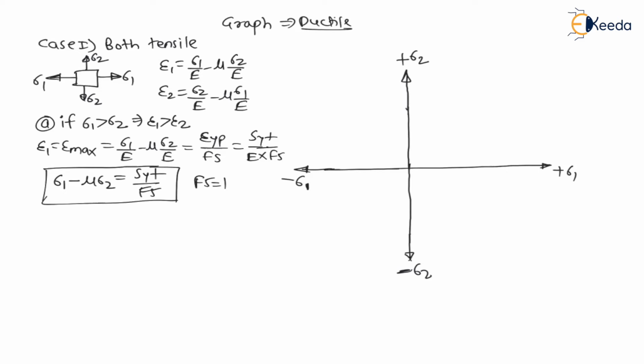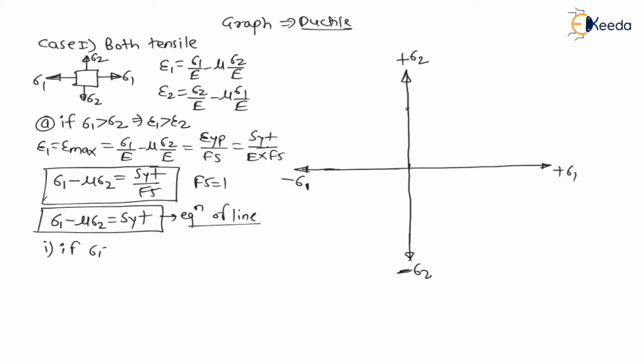Considering factor of safety is equal to 1, because we have to find maximum limits, the equation becomes sigma 1 minus mu sigma 2 is equal to SYT. And this is the equation of a line. Therefore, we have to draw a line which satisfies this equation, so we have to find the coordinates of this line. First, I am considering sigma 1 is equal to 0. Then sigma 2 will be equal to minus SYT divided by mu.